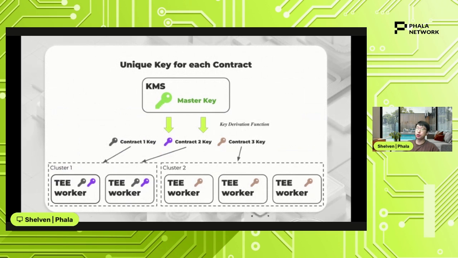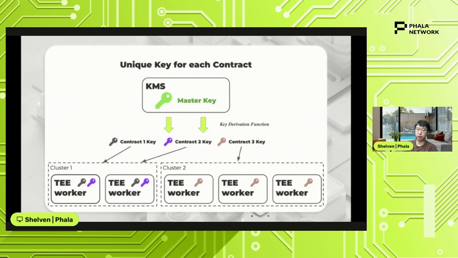Okay, so the second lesson is that we should not use the same key for every application in the network. In our design, we generate unique keys for every contract running inside our network. The KMS itself only takes control of the root of keys, which are called the master keys. And here we rely on cryptographic functions called key derivation functions.